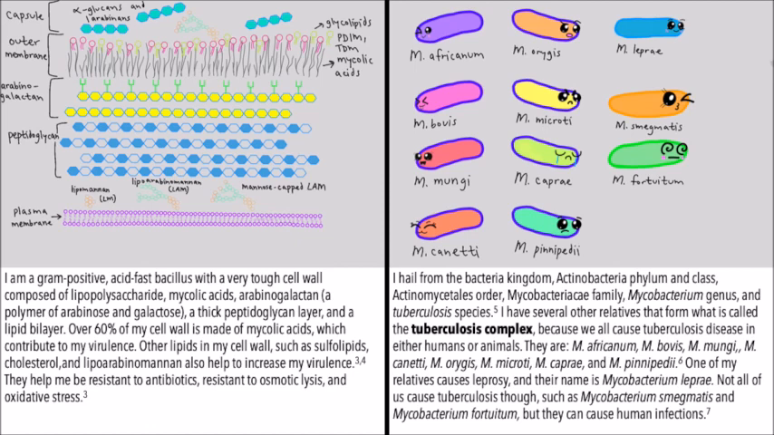I have several other relatives that form what is called the tuberculosis complex, because we all cause tuberculosis disease in either humans or animals. They are M. africanum, M. bovis, M. mungi, M. canettii, M. orygis, M. microti, M. caprae, and M. pinnipedii. One of my relatives causes leprosy, and their name is Mycobacterium leprae. Not all of us cause tuberculosis, though, such as Mycobacterium smegmatis and Mycobacterium fortuitum, but they can cause human infections.